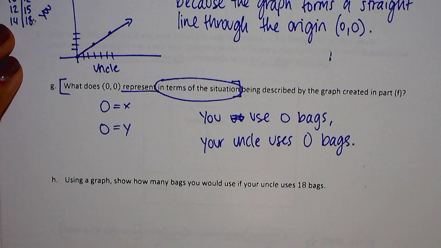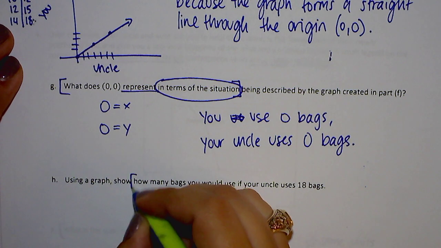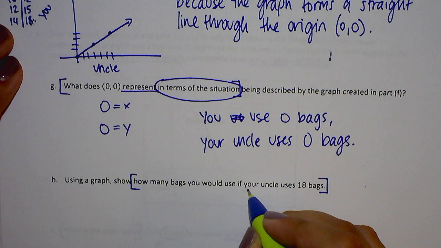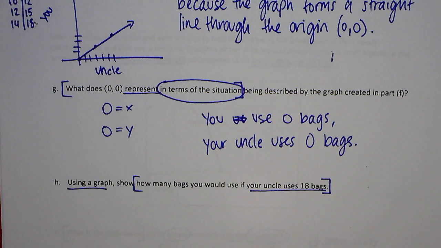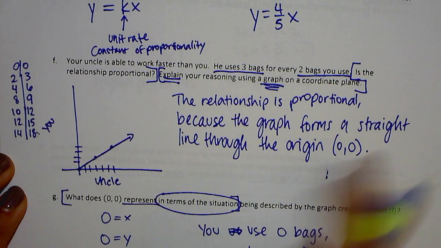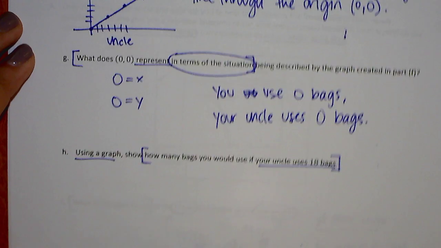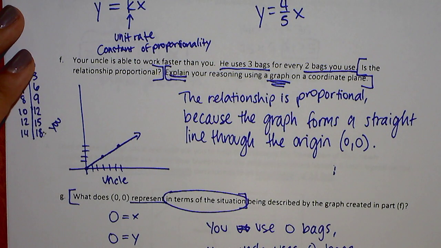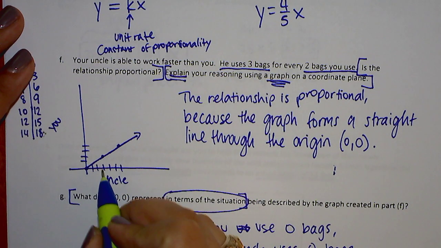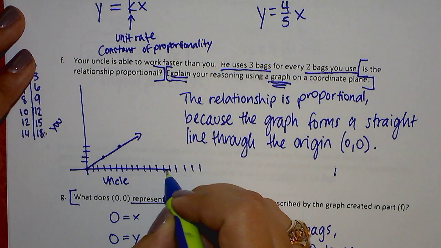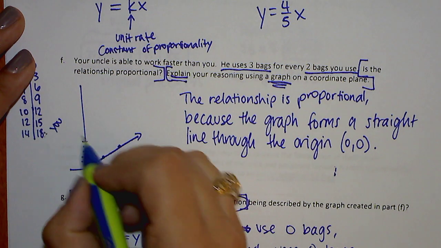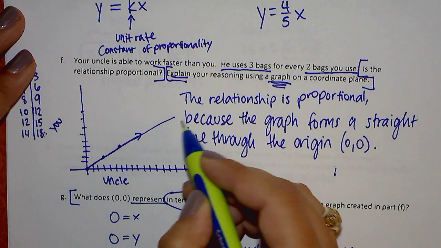Part H asks, using a graph, show how many bags you would use if your uncle uses 18 bags. So this question is asking how many you would use if your uncle uses 18, and it asks you to use a graph. A lot of you I saw didn't go back and look at your graph, or you didn't even have a graph here. You could have drawn a new graph, but you didn't absolutely need to. If your uncle uses 18, 1, 2, 3, 4, 5, 6, 7, 8, 9, 10, 11, 12, 13, 14, 15, 16, 17, 18 would be way out here. And you could have seen how far I would go up here to line up with the line.